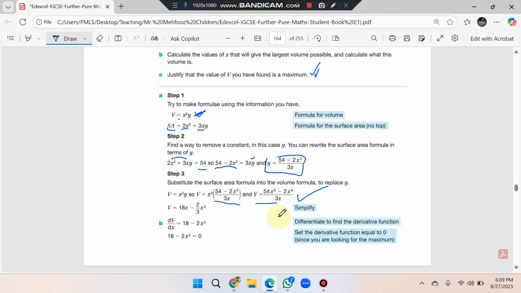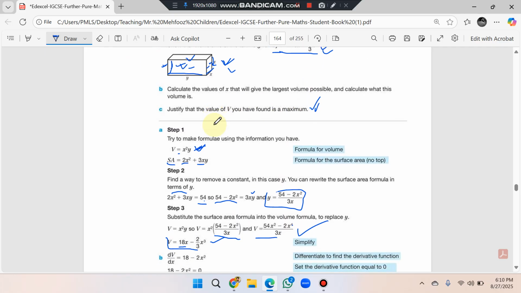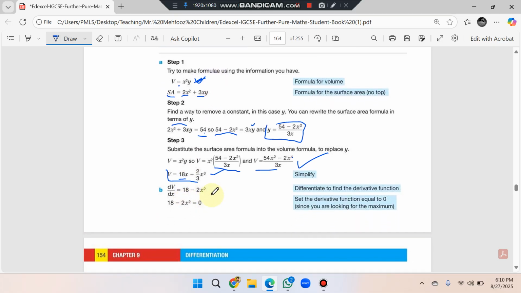Next, you can see that we simplify it, 54 x square over 3x, so x can be cancelled out by x square, so it will become 18x, and 2 over 3x cancelled out by this x raised to the power 4, it will become 2 over 3 x cube, right? After that, this is your part A solved, as your volume is 18x minus 2 over 3 x cube. After that, we are now doing part B.